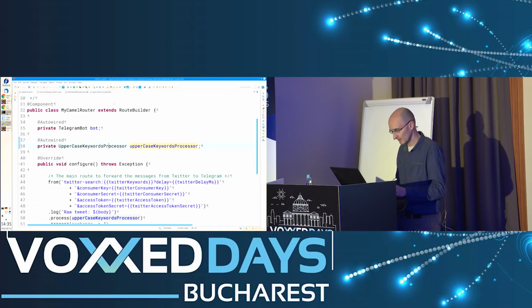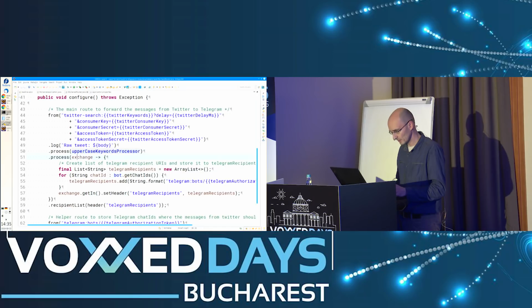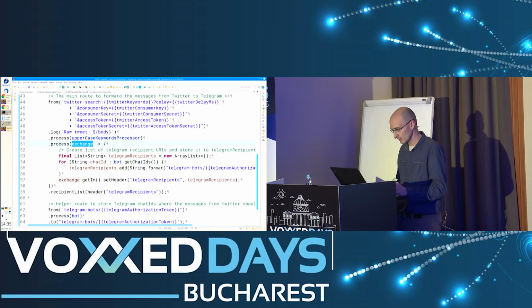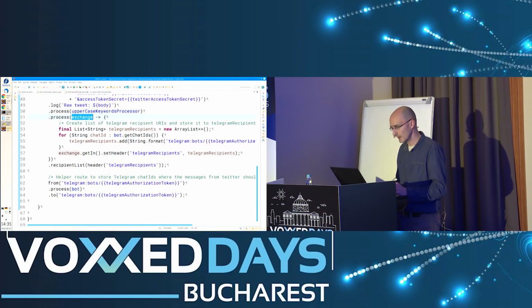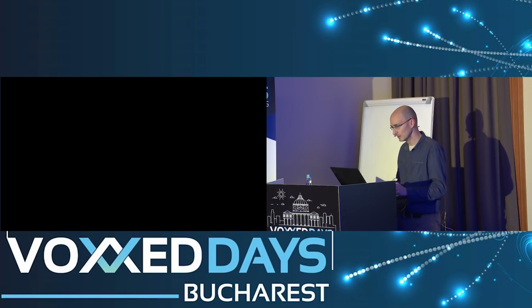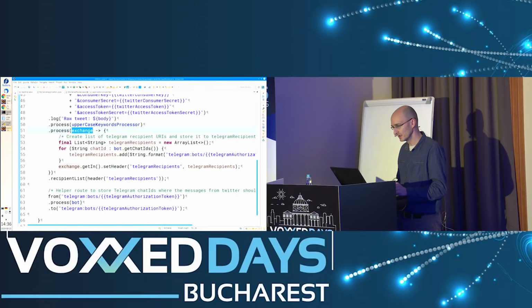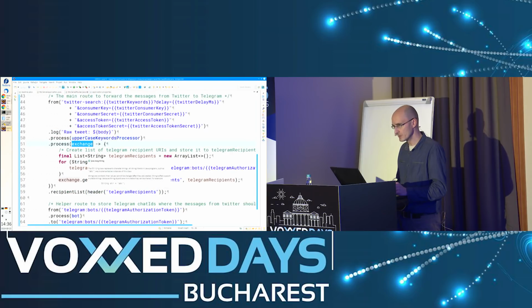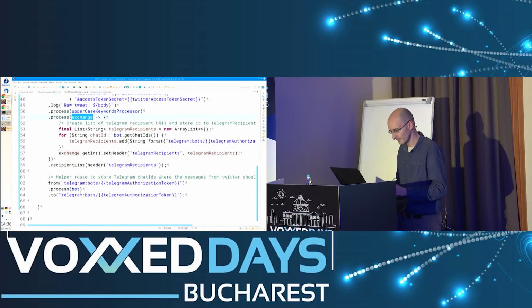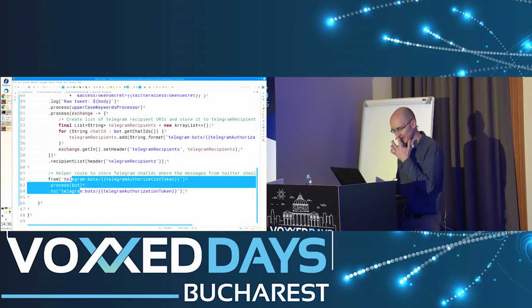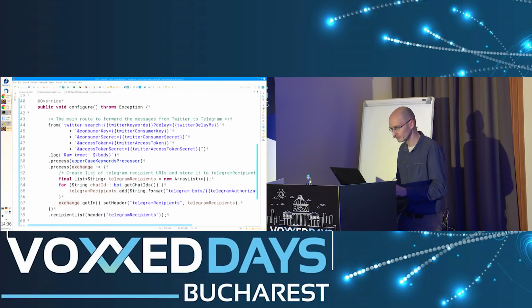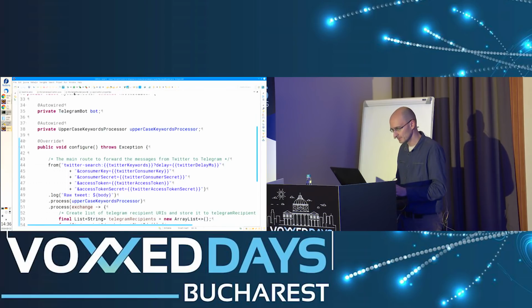The second processor is there just for you, if anybody of you wants to join the Telegram room, so that you see the messages as well. This processor will listen for new people joining the room, and then dispatch the messages to every one of you. So this is the ancillary route. That's basically it.